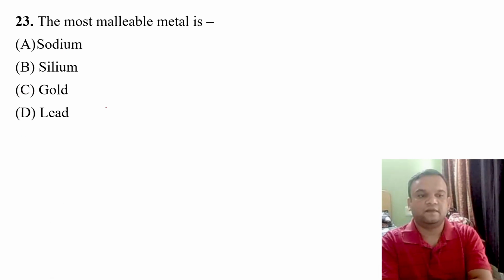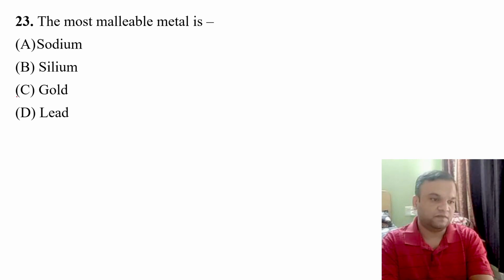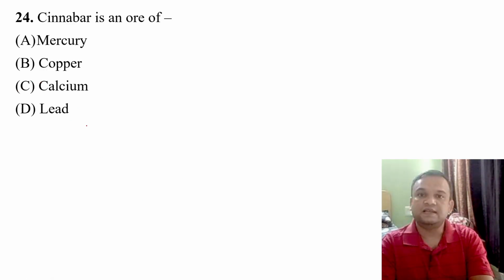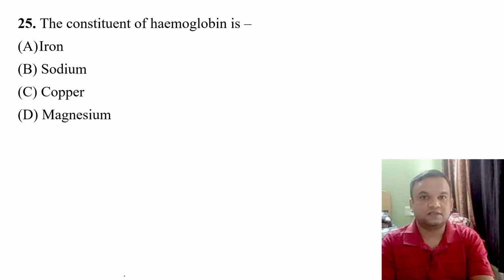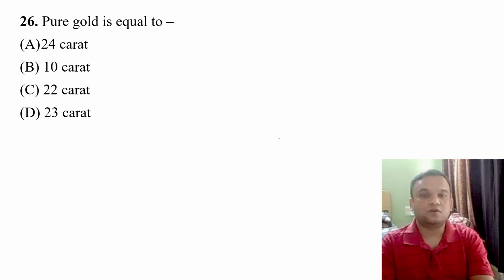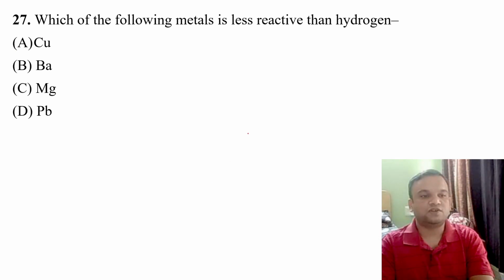Next question is, the most malleable metal is, out of these options, gold is the most malleable metal. Cinnabar is an ore of mercury. And the next question is, the constituent of hemoglobin is, out of these four options, iron is the constituent of hemoglobin. Next question says, pure gold is equal to 24 carat. Next question is, which of the following metals is less reactive than hydrogen?